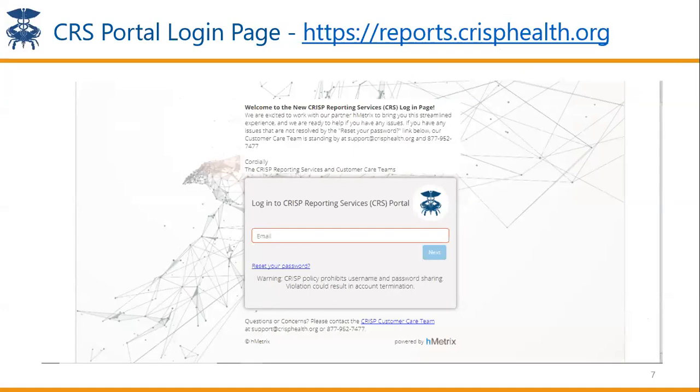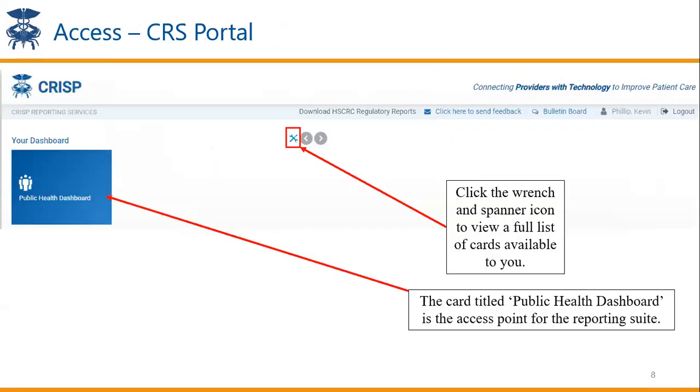So once you log in, your screen may look like this or may look a little bit different. You might have more reporting blue cards listed at the bottom there. So I recommend all users use that wrench and spanner icon to organize the different report cards on your dashboard, to be able to find the public health dashboard more quickly. Also with this tool, you're able to hide or unhide reports that you have access to. Right next to that, you'll notice some page filters where you're actually able to move back and forth between the different pages if you have access to many reports.